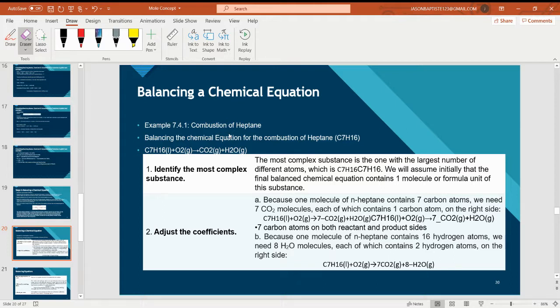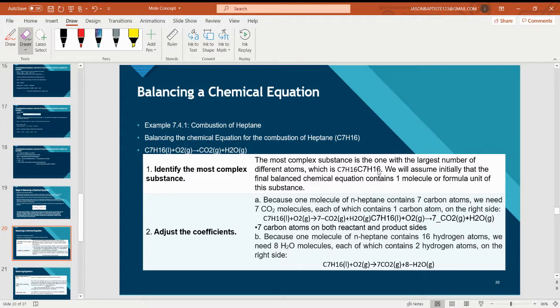So, as the first step said, identify the most complex substance. The most complex substance is the one with the largest number of different atoms, which is heptane, C7H16. We will assume initially that the final balanced chemical equation contains one molecule or formula unit of this substance. Now excuse the error of the equation being written twice.